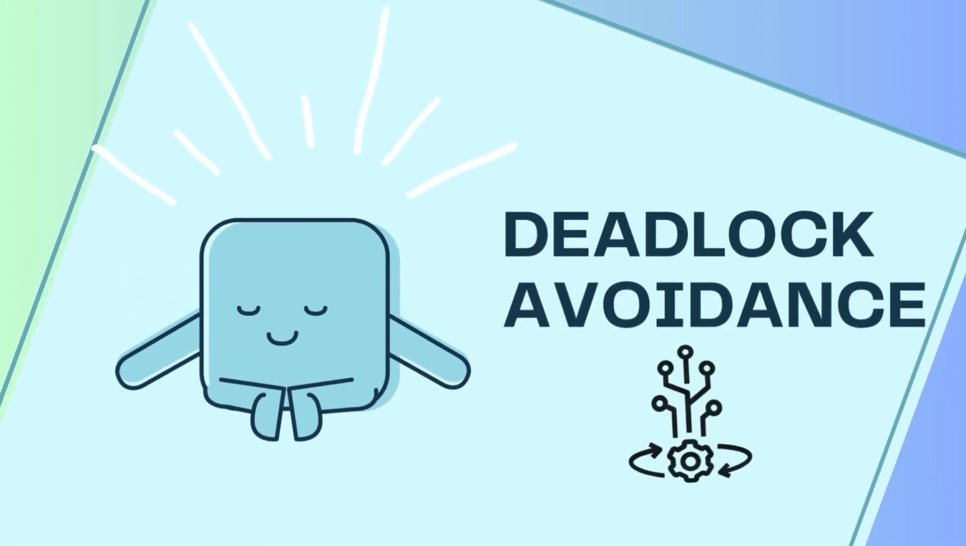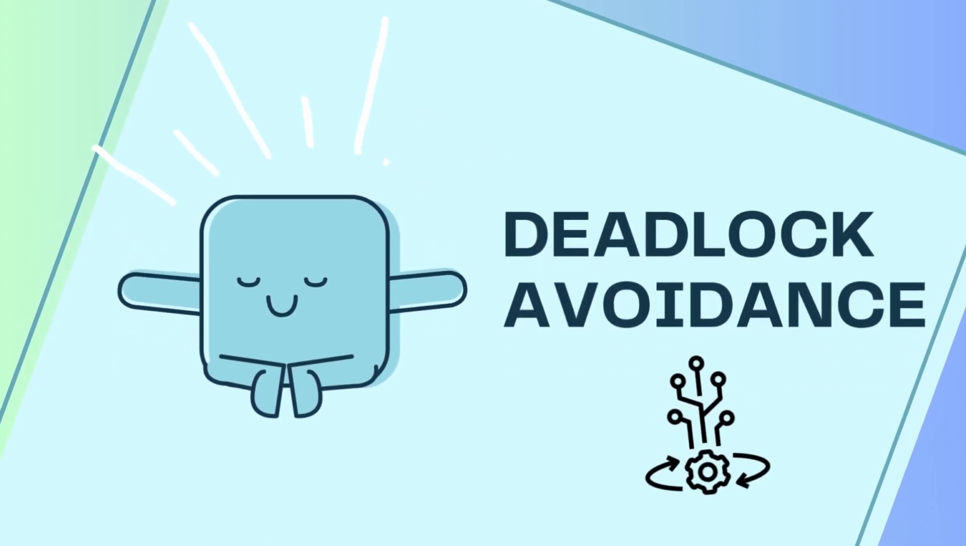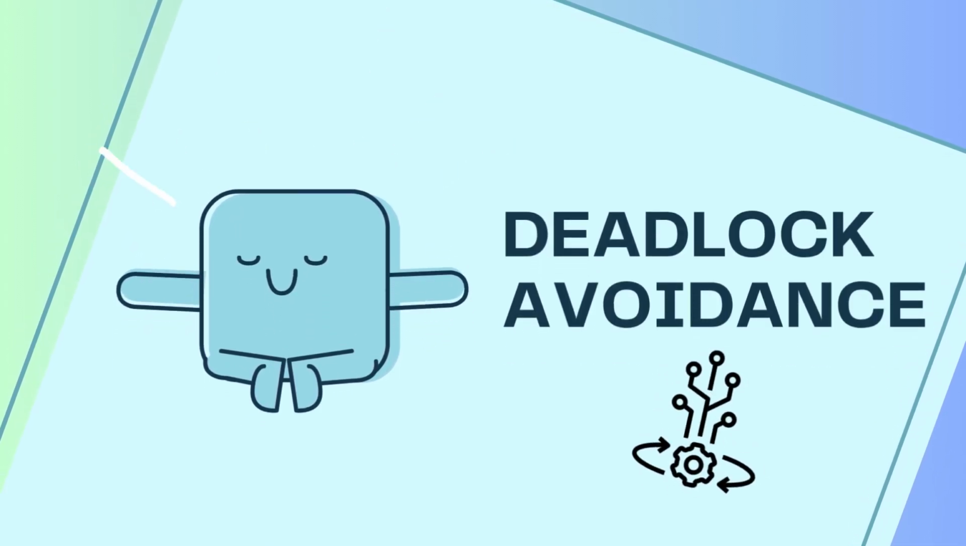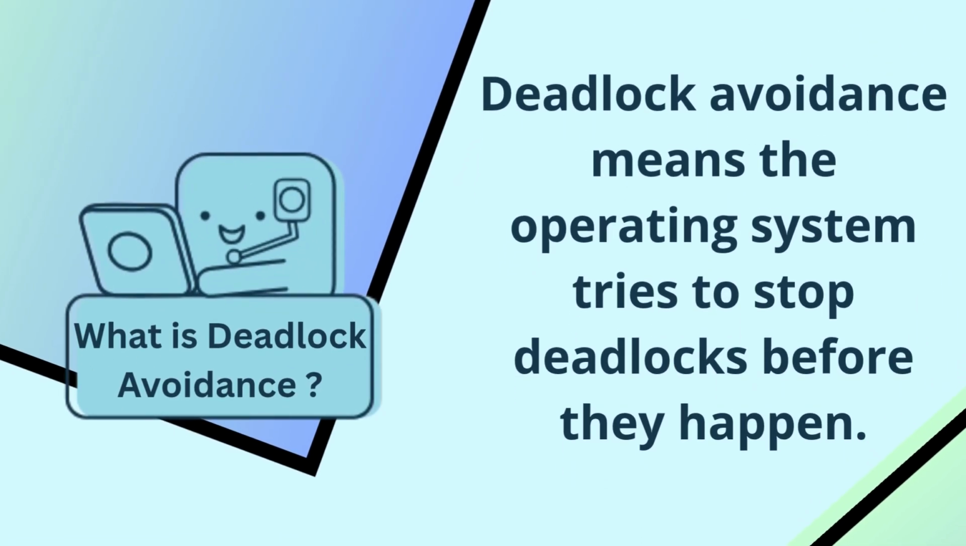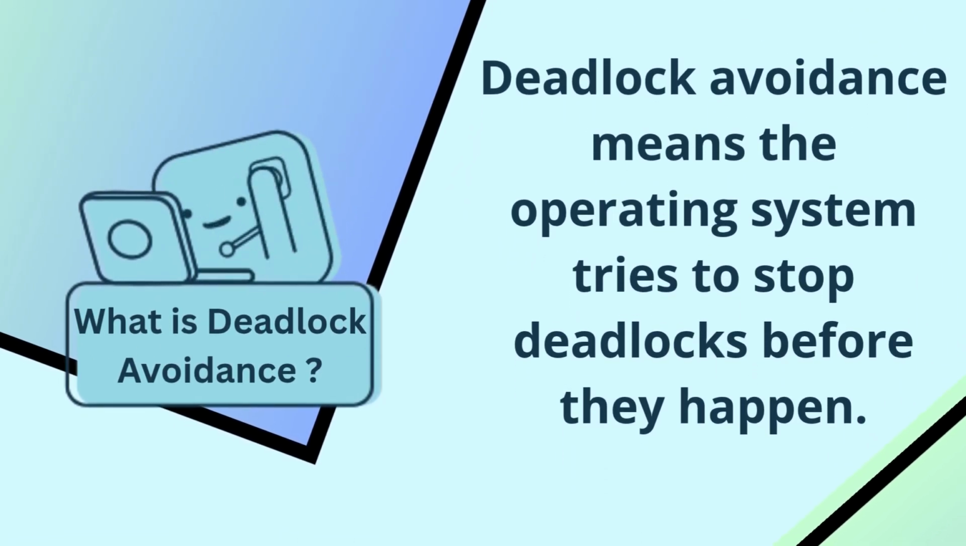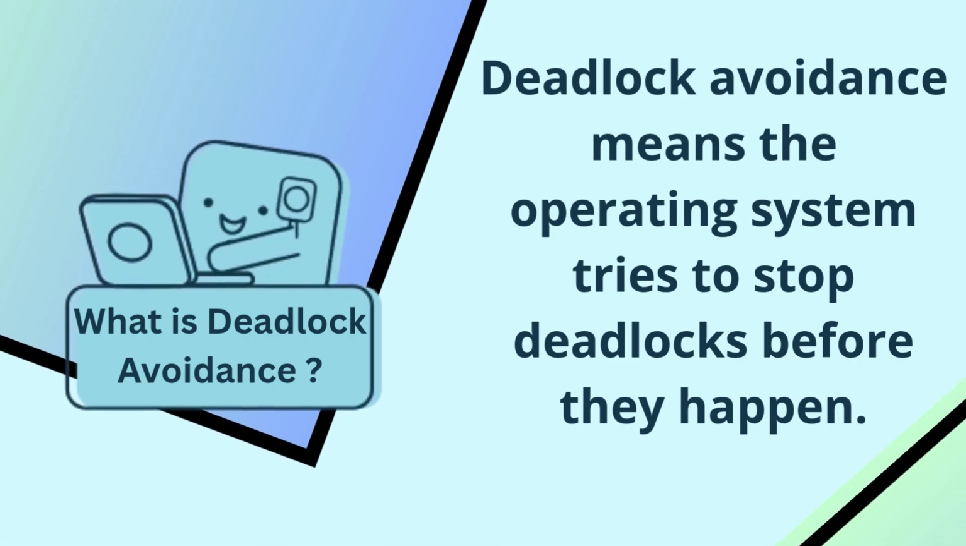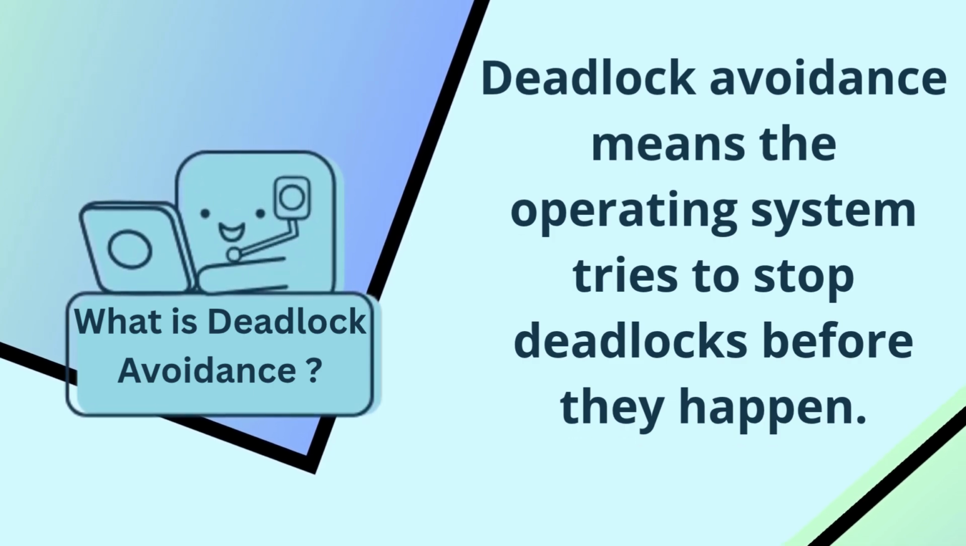Hi, everyone. Today I want to explain about deadlock avoidance that might happen in your device. So let's begin. What does deadlock avoidance mean? Deadlock avoidance means the operating system tries to stop deadlocks before they happen.